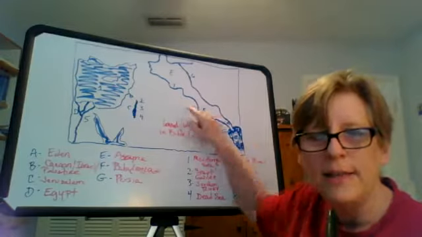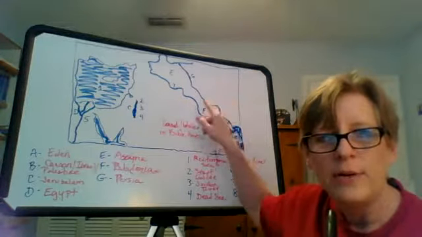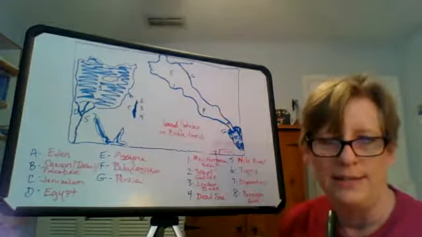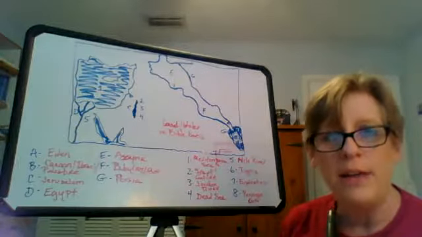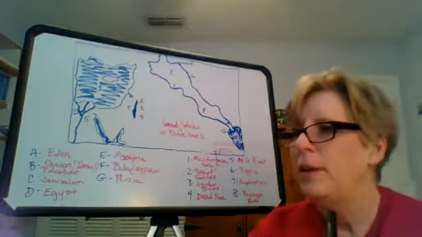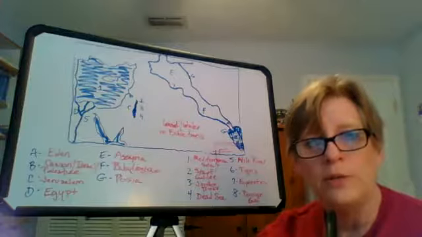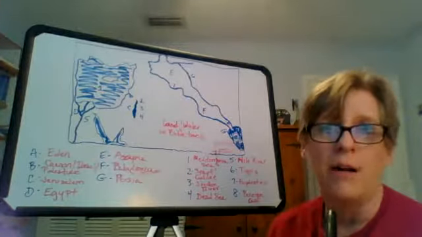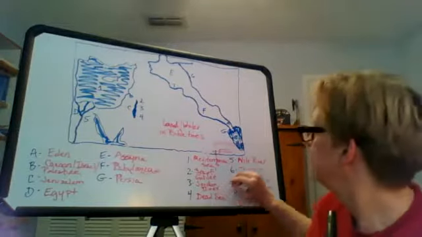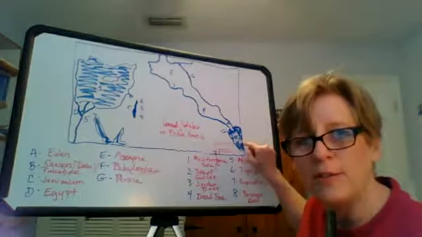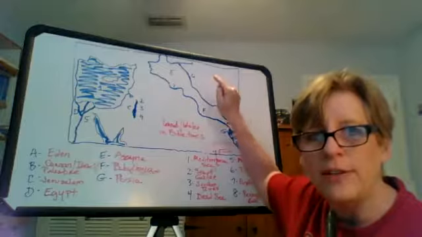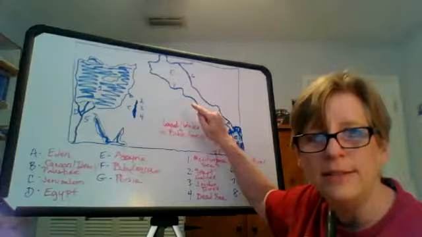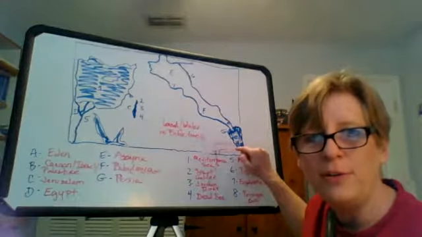6 and 7. You have the Tigris and the Euphrates, okay? And these rivers dump into and flow into the Persian Gulf, which is actually number 8 on our map, and that's over here. Okay, so that's the Persian Gulf. So you've got the Tigris and the Euphrates, and they flow down into the Persian Gulf.